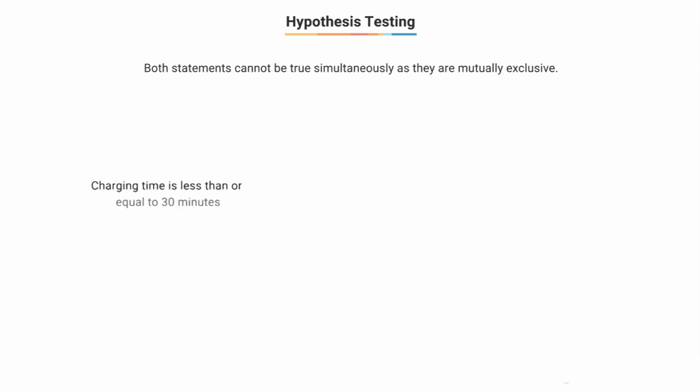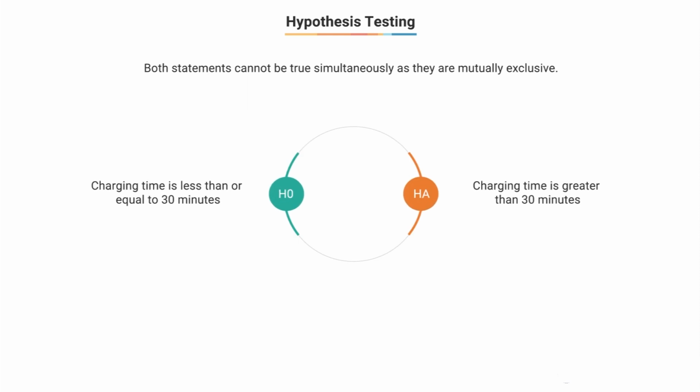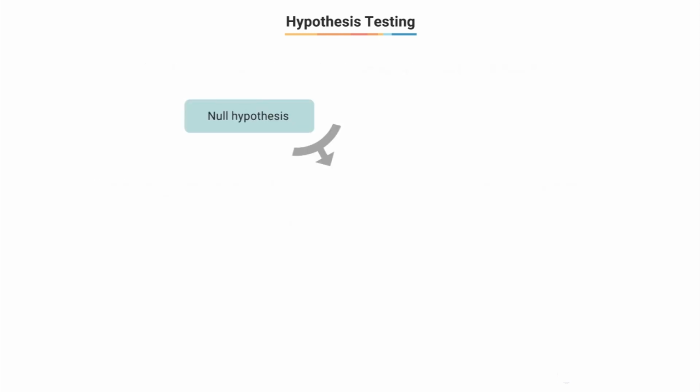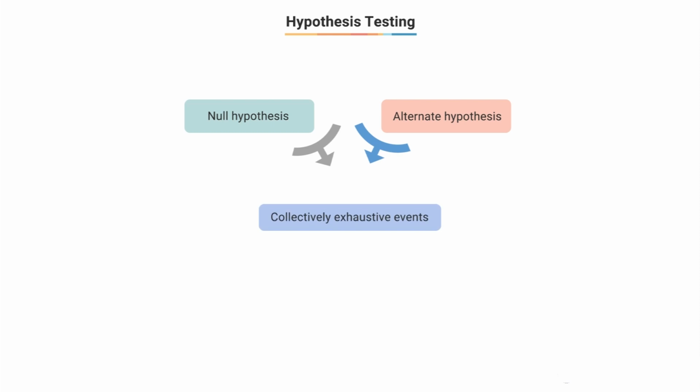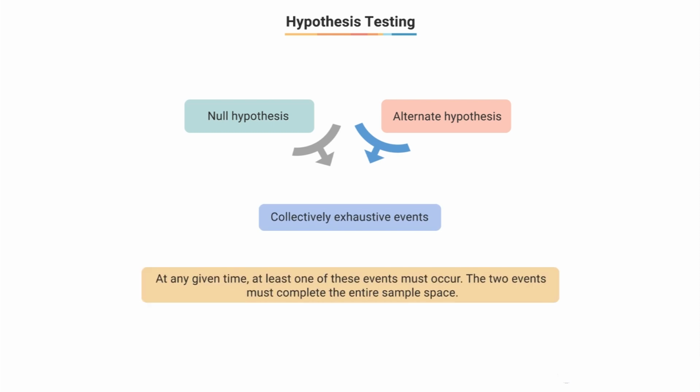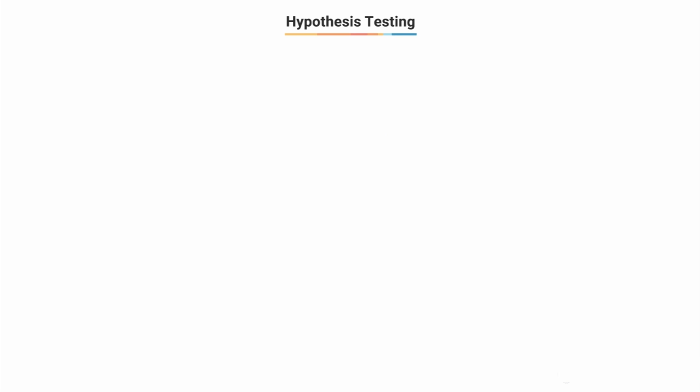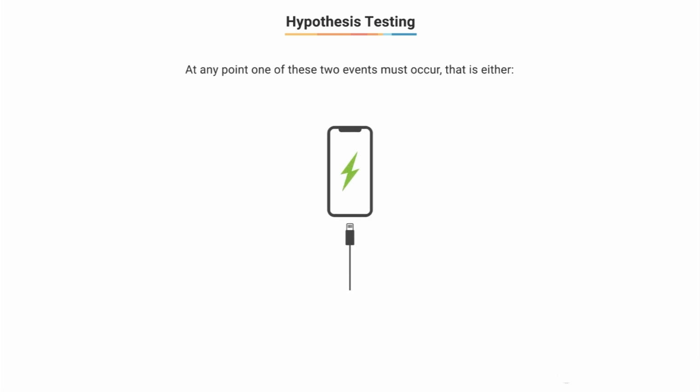So if you were to write H0 and HA as charging time less than or equal to 35 as H0 and charging time greater than 30 as HA, then automatically your hypothesis statements will be rejected because they are not mutually exclusive events. Second, the null and alternate hypothesis must be collectively exhaustive events. This means that at least one of these events must be true at any given time. This also means that these two events cover the complete sample space. So coming back to our phone charging example, we can see that at any point one of these two events must occur.